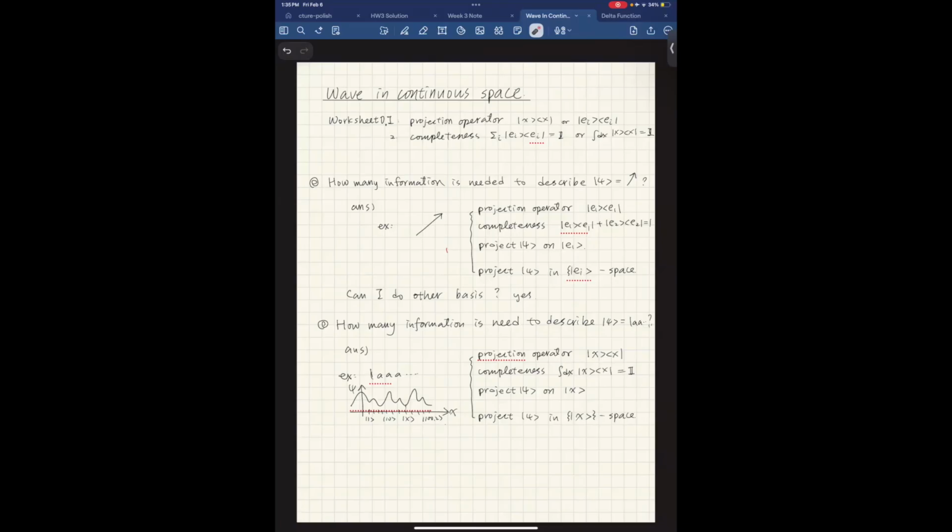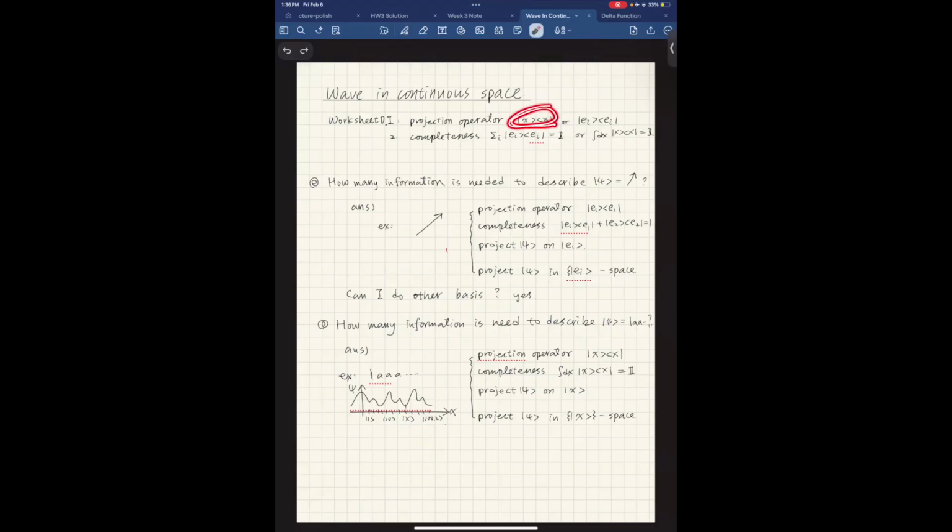So before we do that, I want to recall two things that you learned back in worksheet 0. In worksheet 0, we talked about the projection operator. The projection operator is an operator that will project onto my wave and find out its amplitude along that specific direction. Okay, this is in continuous space.